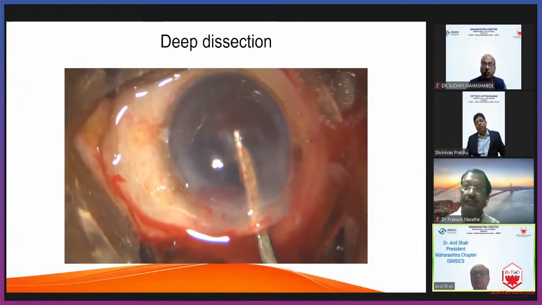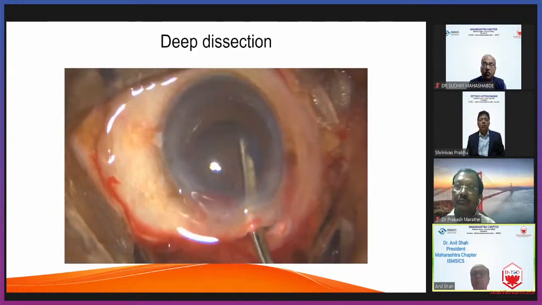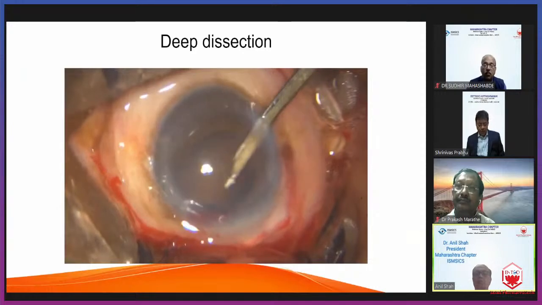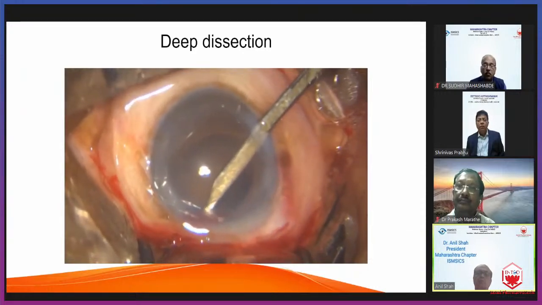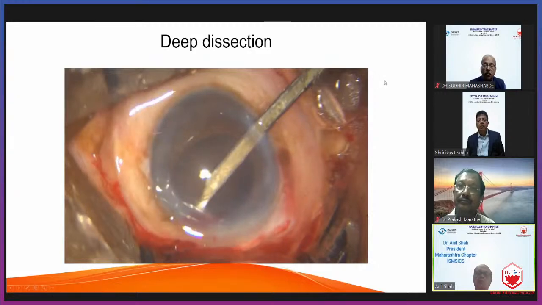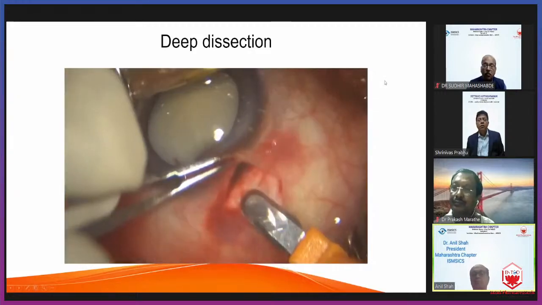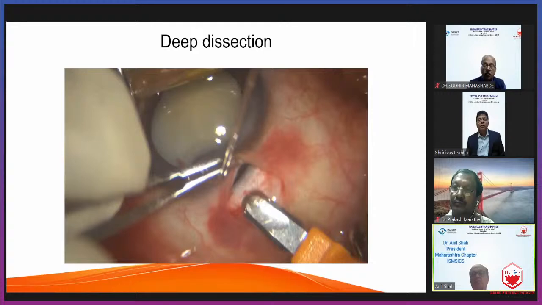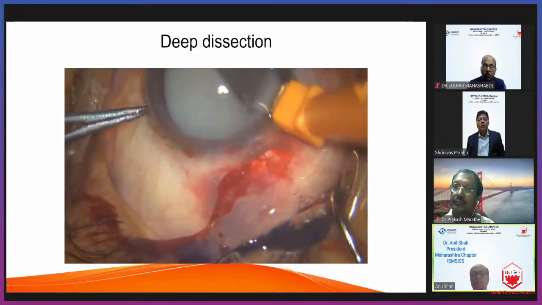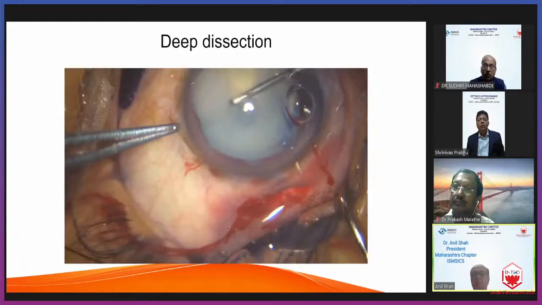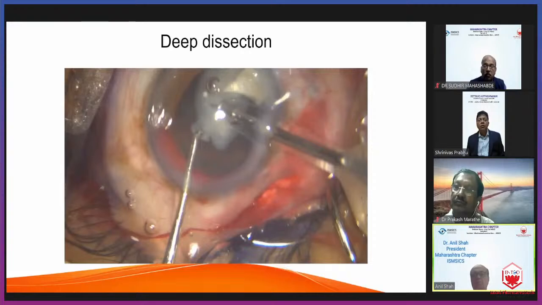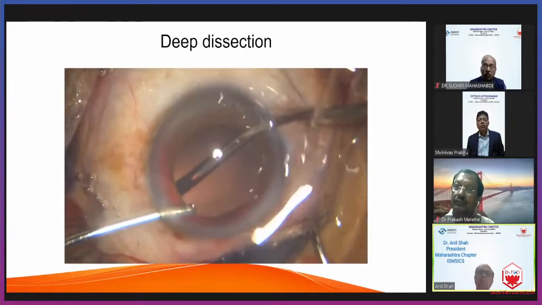And this is more difficult. This takes experience, this takes skill, but it can be done. And depending on how much you have gone into the anterior chamber, you may or may not need a suture. Sometimes, however, your deep dissection can be so bad, as in this case. Look, it is really bad. So I have sutured the incision, and I've actually converted this case to a phaco. So there are a lot of possibilities to handle the complications as well.